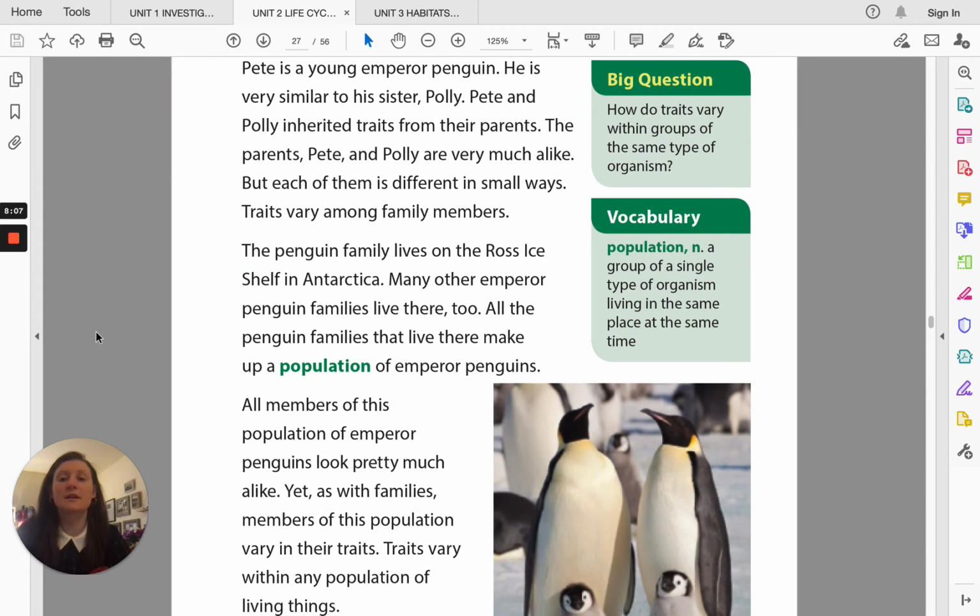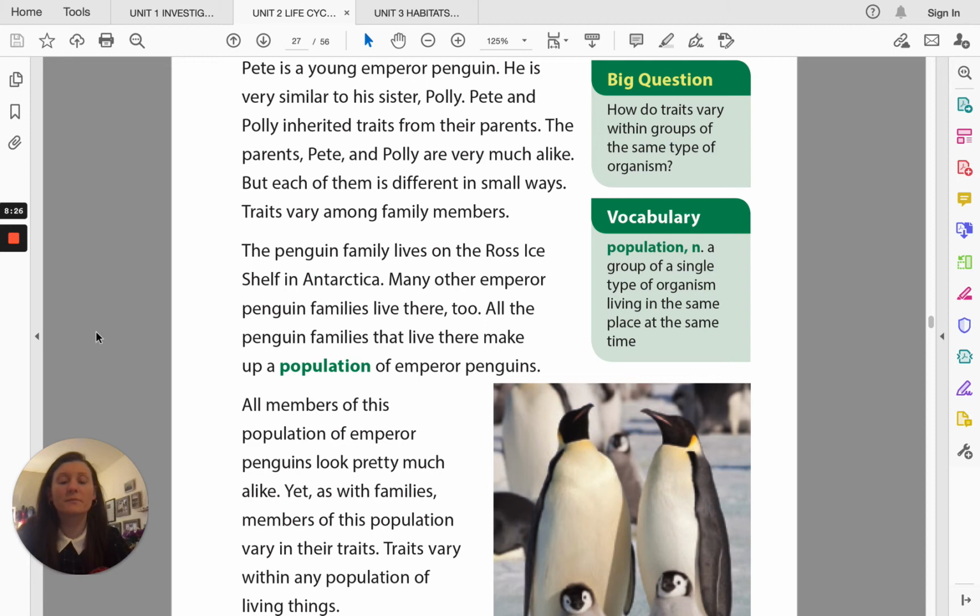Pete is a young emperor penguin. He is very similar to his sister, Polly. Pete and Polly inherited traits from their parents. The parents are very much alike, but each of them is different in small ways. Traits vary among family members.